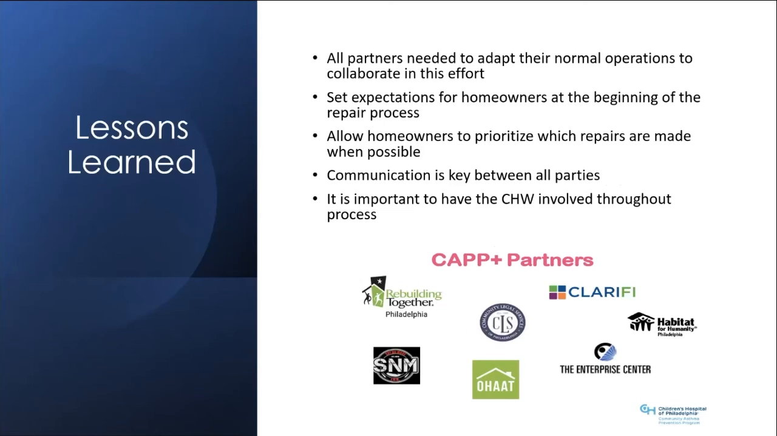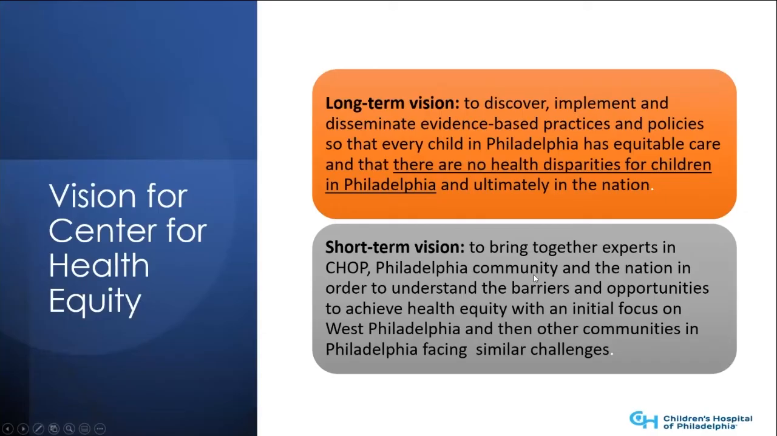We have some lessons learned. We had to adapt our normal operations. We had to help homeowners prioritize when possible and set expectations. Communication was key, and our community health workers were involved from beginning to end, and these are our partners in the process. So given that, this gives us hope, right? And all of this informs our current vision.